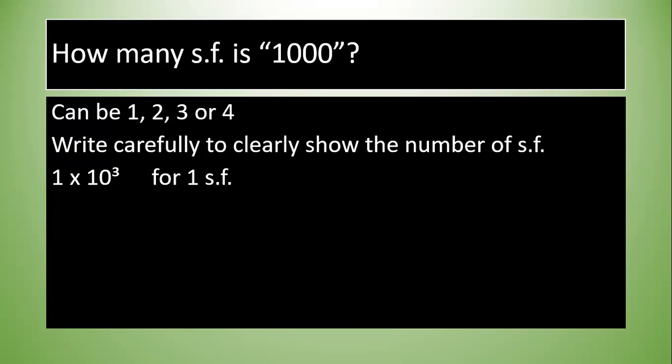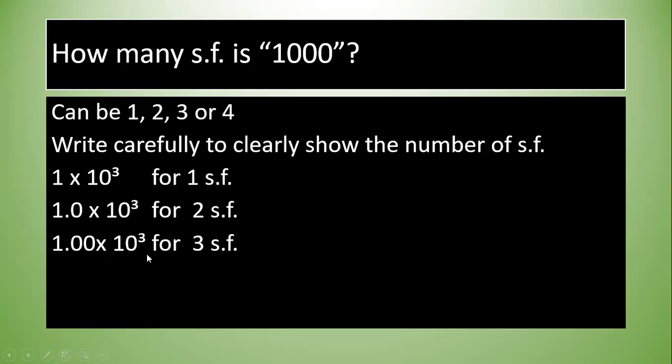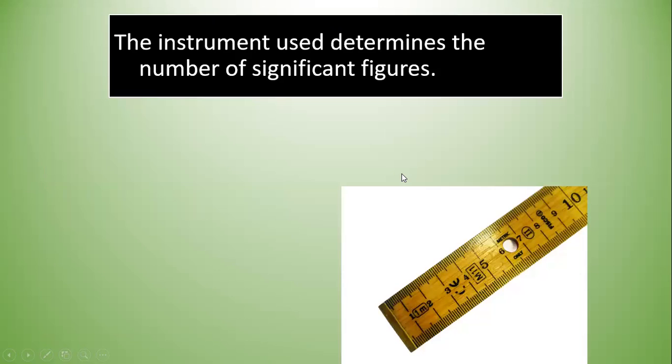So you want it to be clearer. One significant figure, written in scientific notation or standard form. You want 2 significant figure, written like this. This is 3 significant figure, 1.00 times 10 to the power 3. Or this is 4 significant figure, 1.000 times 10 to the power 3. So it's important to write significant figure. This one is 1. This is not sure, not clear what instrument you use. The instrument used determines the number of significant figure.